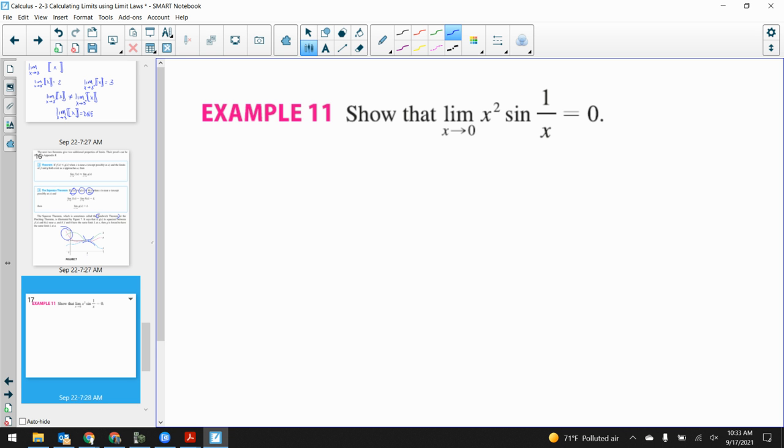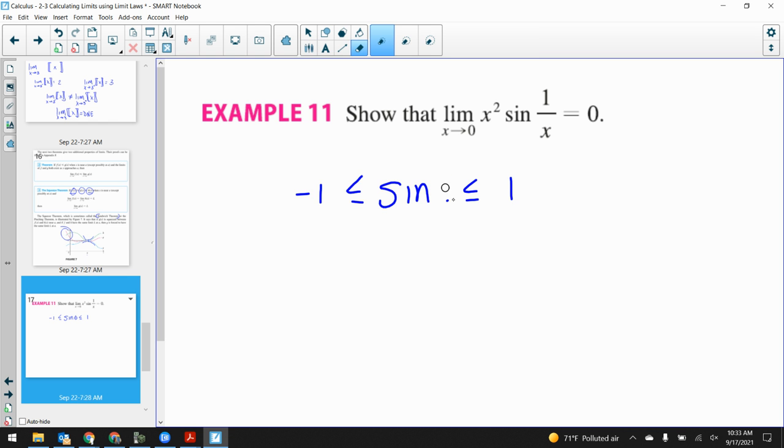Let me ask you this. What are the outputs of sine? How does sine vary? Think about the unit circle, the y values of the unit circle. What do they range between? 1 and -1, right? I know sine is in between -1 and +1. That makes sense to us, right? So no matter what I run through sine, it has to be between -1 and +1.